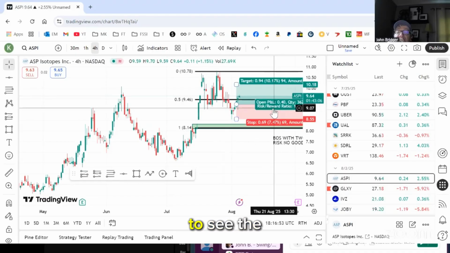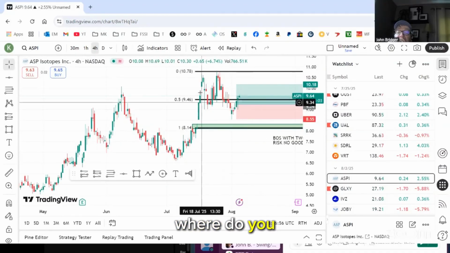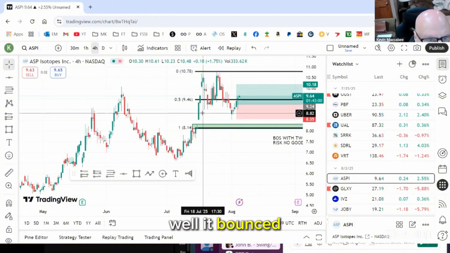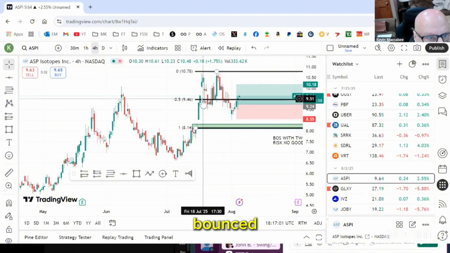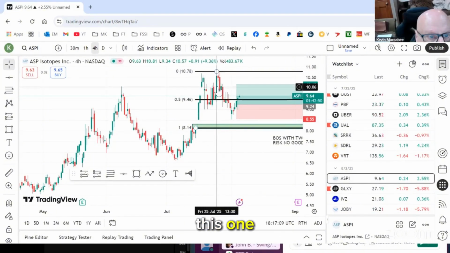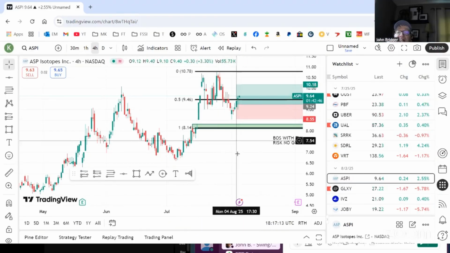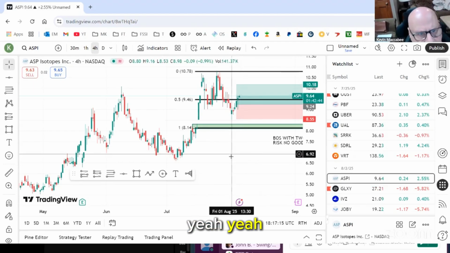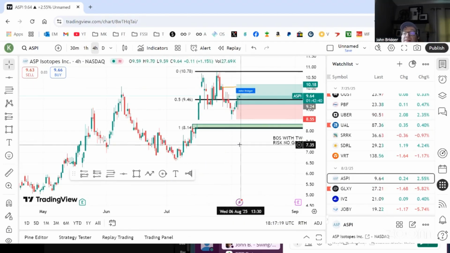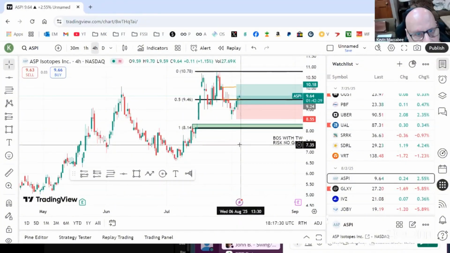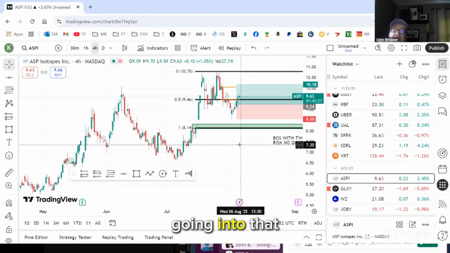This is another good one. See the resistance at play here? Where do you see the resistance at play? Well, it bounced here and then it bounced here. Keep going. This one. Right there. You want to see what happened with the actual candles. Now, what's actually good about this though? See how many times it's been tested? That means you've got a high probability that it's going to just blow right through that, because it's been tested once, twice, almost three times. Three times it's going to go out. So I would actually be more optimistic going into that trade.